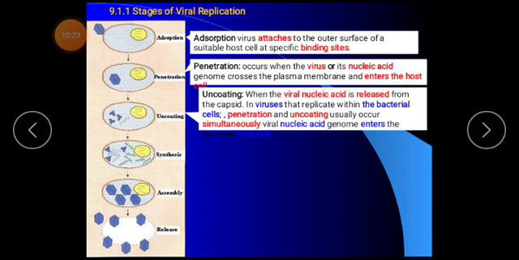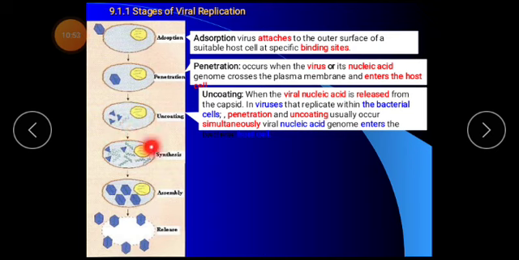Here the viral nucleic acid genome enters the bacterial host cell. As you see here, in uncoating, those nucleic acid genomes enter the bacterial host cell. As you see here, these are the nucleic acid from the bacteria or from the virus.